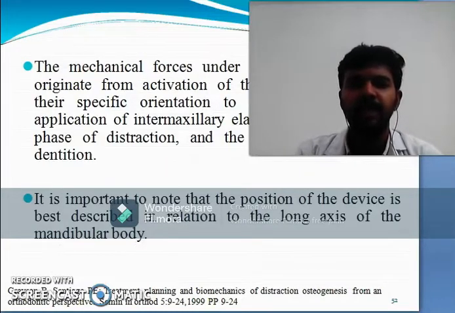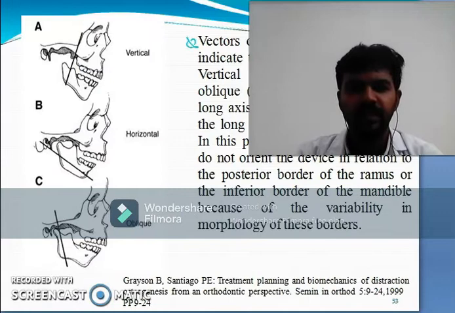The mechanical forces under the clinician's control originate from the activation of the distraction device, their specific orientation to the skeletal anatomy, and the application of intermaxillary elastics during the active phase of the distraction and intercuspation of the dentition. It is important to note that the position of the device is best described in relation to the long axis of the mandibular body. The vector of distraction.